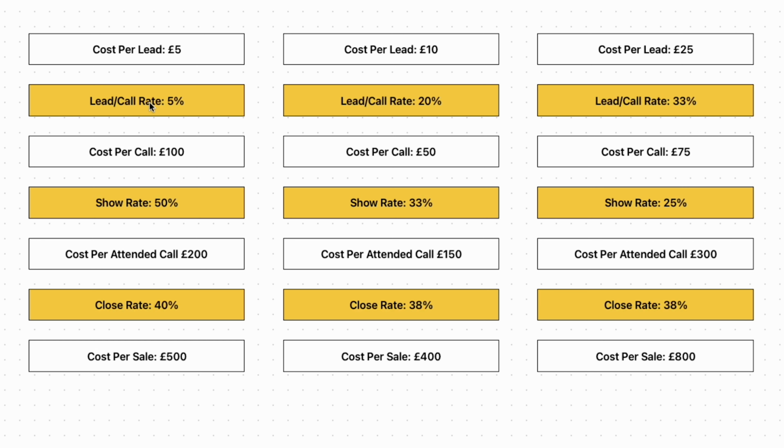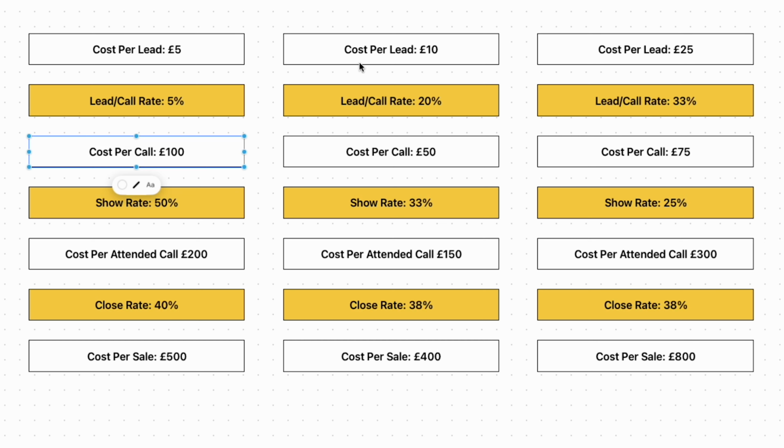The lead call booking rate. So in this funnel, it goes lead, call attended, and sale. That's typically what it'd be like for my own agency. It could be the same for high ticket education businesses or insurance products, things like that. So cheap leads, but the booking rate is 5%, meaning the call cost is actually £100.